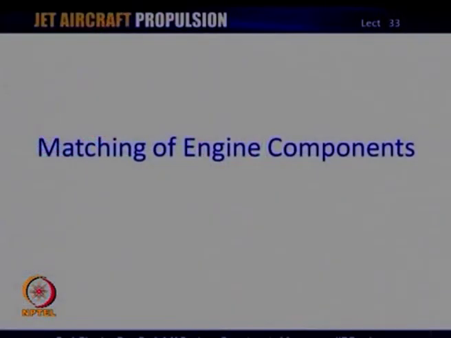Let us take a look at some of the issues that are related to matching of the engine components. There are a large number of components, as we know. We have intakes, compressors, combustion chamber, turbine and nozzle. All of them put together constitute an engine, and we will have to see how these various components are matched together into one single unit, which we call jet aircraft engine. So, let us take a look at a typical schematic of what is considered an aircraft engine and how various parameters influence the matching of these components.